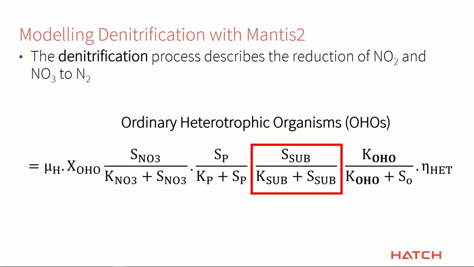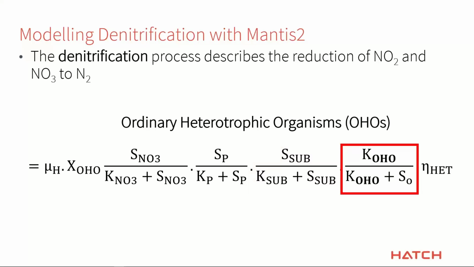Then we have to have substrate. Now, I called it sub here, SUB. There's actually many different kinds of substrates available in GPSX in the Mantis 2 model. So we actually have 6 versions of this equation. And it is for each of the different types of substrate under each of the different conditions. And then we have it for nitrate and we have it for nitrite. So there's this big chunk of our matrix that is covering the denitrification process.